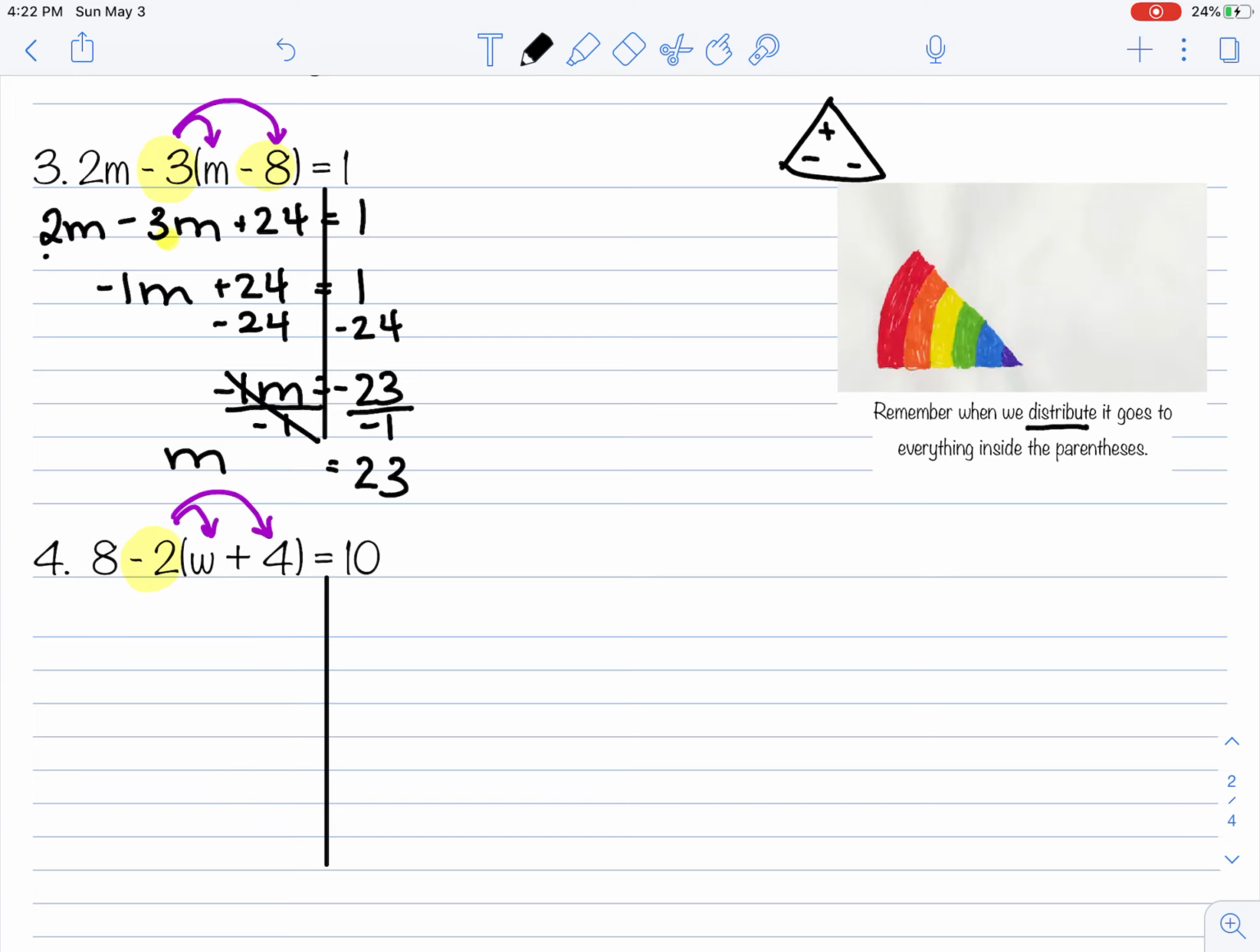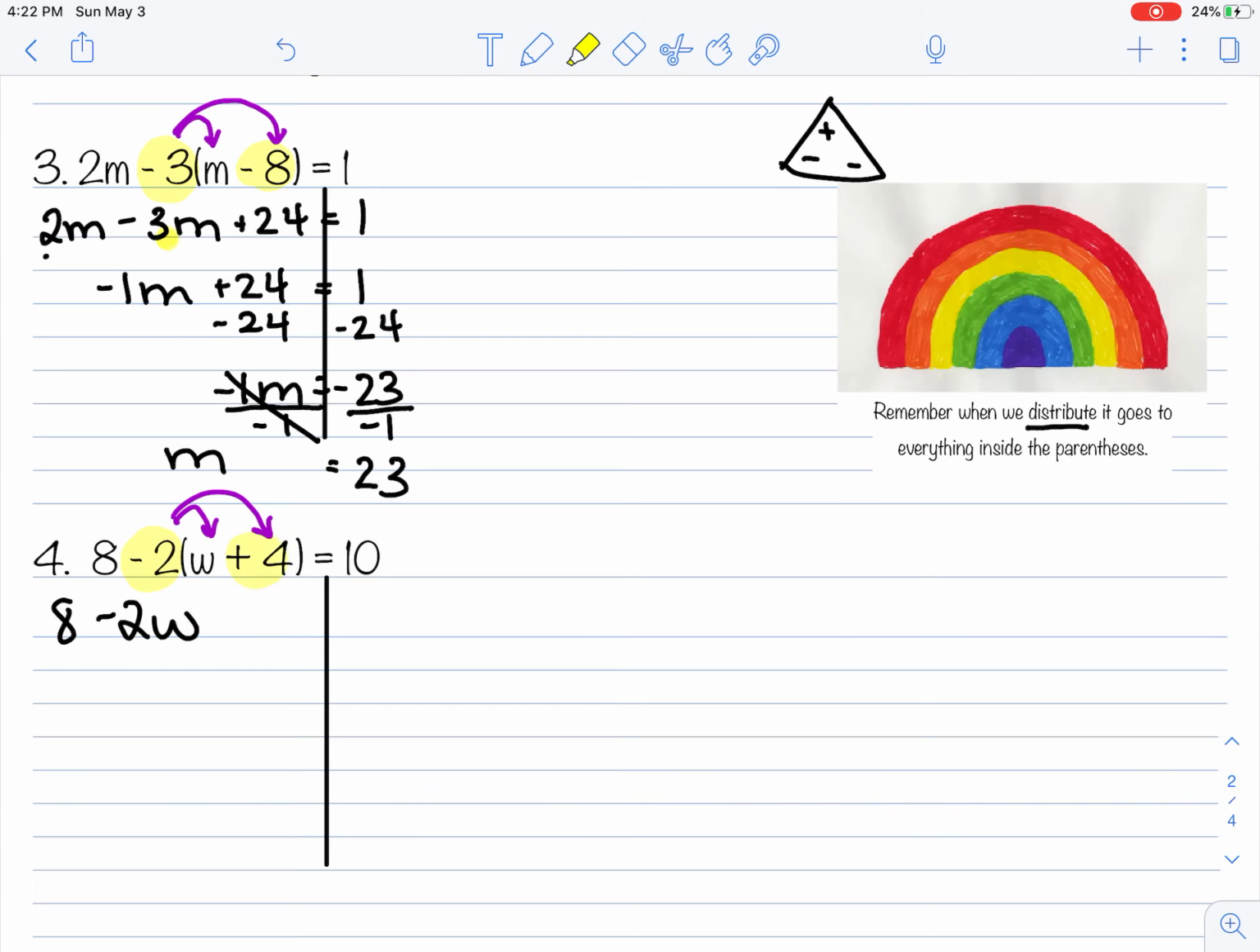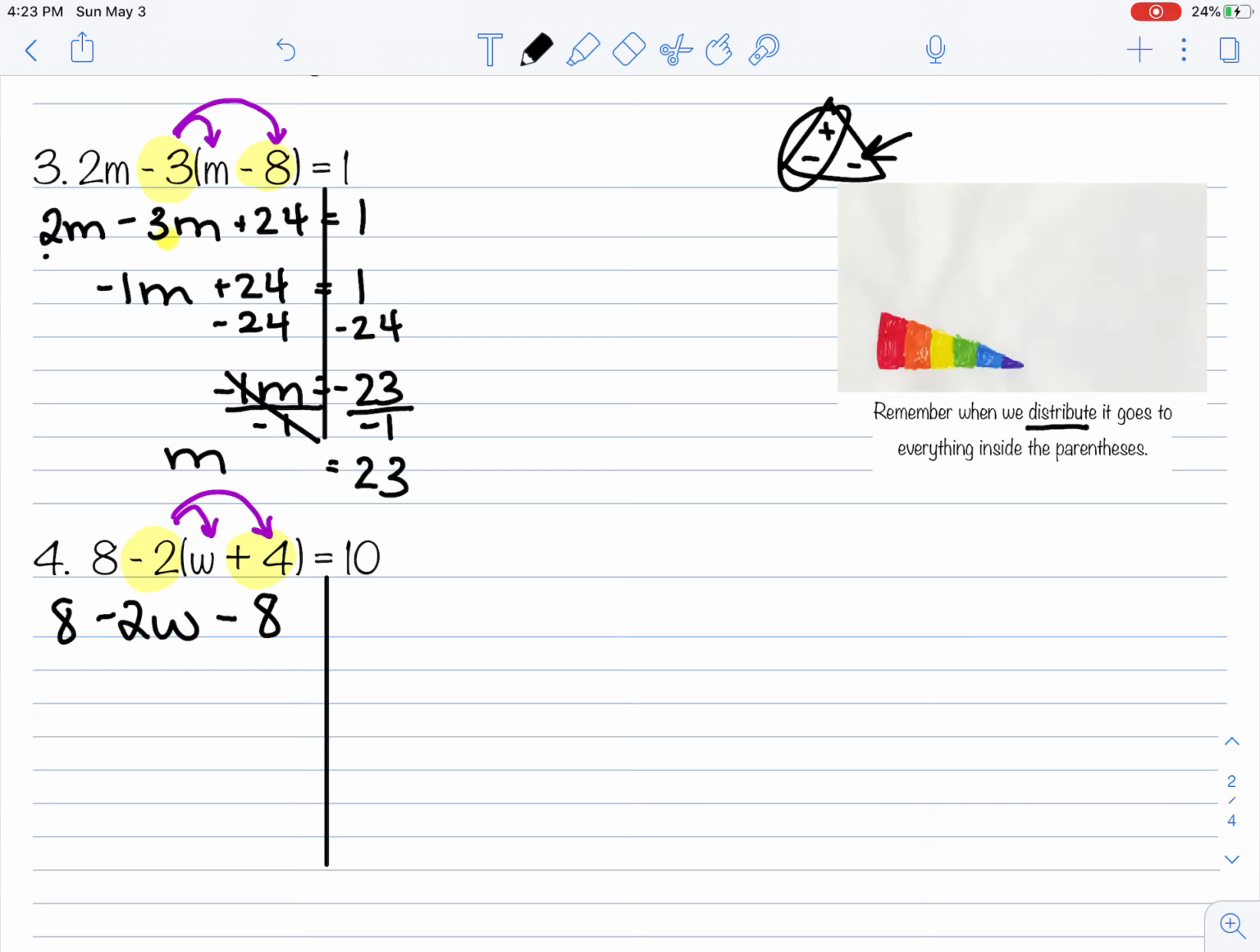It says that I have to multiply first. So I have -2 times w. I'm going to bring down my 8 too. So -2 times w is -2w. And I have -2 times a positive 4. Go back up to your triangle. A negative times a positive is a negative. And that's going to give me -8. And that's all equal to 10.